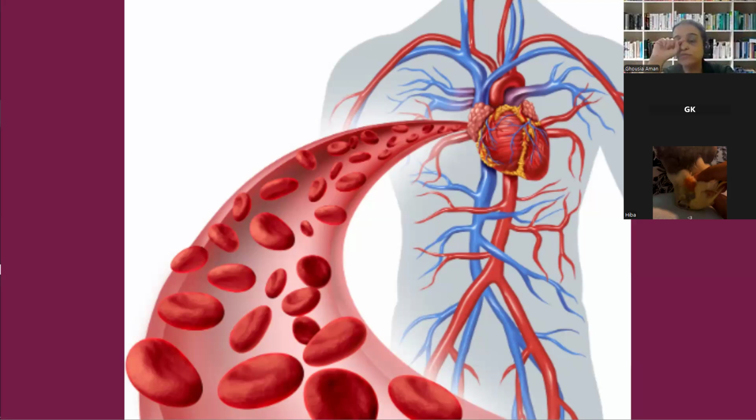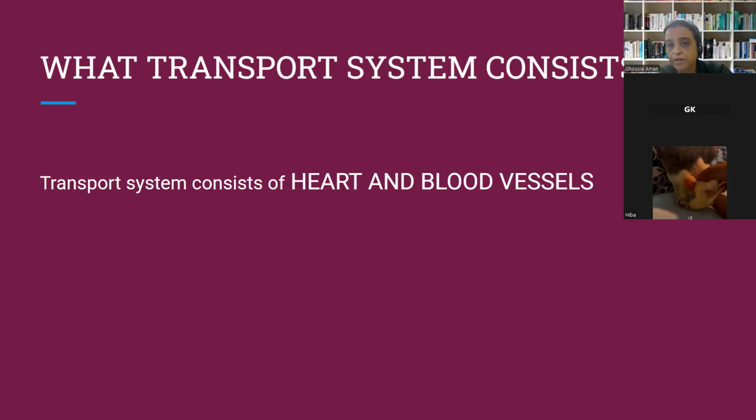Yes. Okay, so our transport system is made up of our heart, our blood, and the blood vessels. So what are the blood vessels? You can see over here blue and red colored blood vessels. So these are actually arteries and veins. Now see, the transport system consists of our heart and blood vessels.